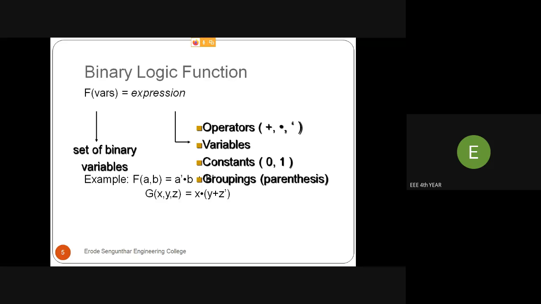Binary logic functions. Function of some variables is equal to an expression. For example, f of x, y, z is equal to x bar y z plus x y z bar. So a function of variables is equal to an expression. The variables are a set of binary variables. If we have three variables, we have three different letters x, y, z, or a, b, c. An expression consists of operators, variables, constants, or groupings. Operators are addition, sum, product, or complement and uncomplement.